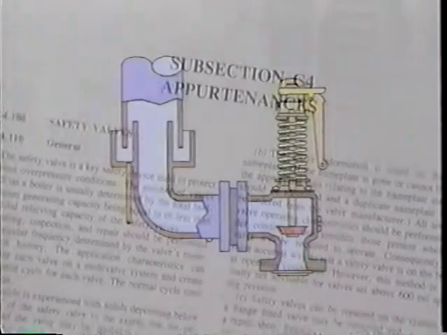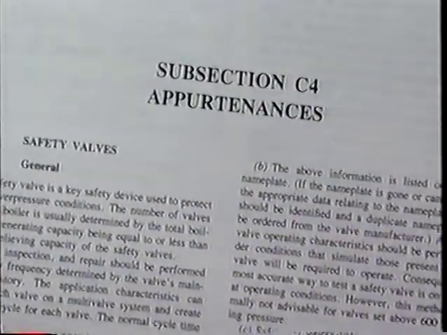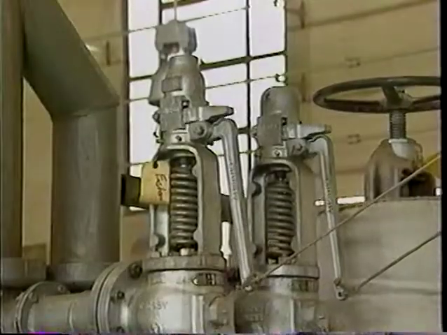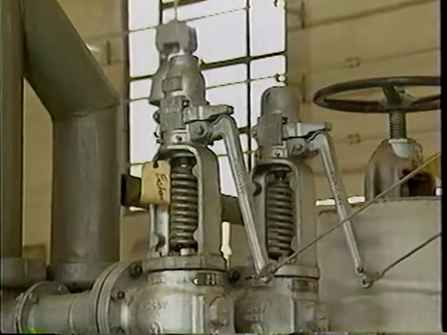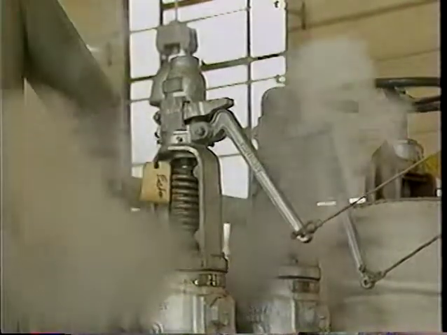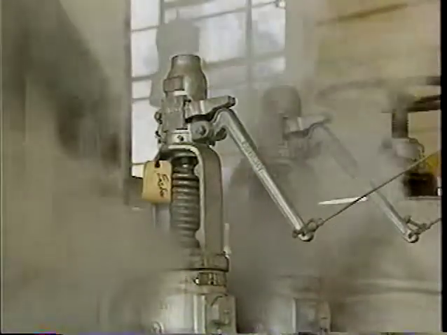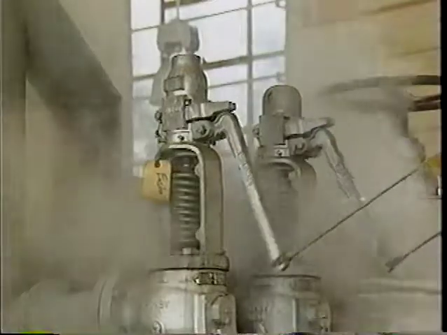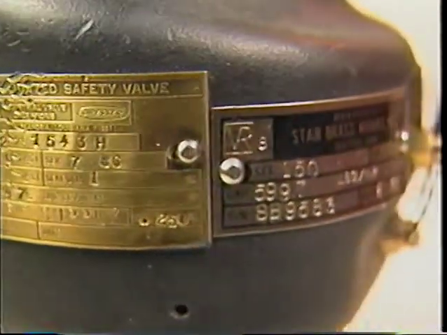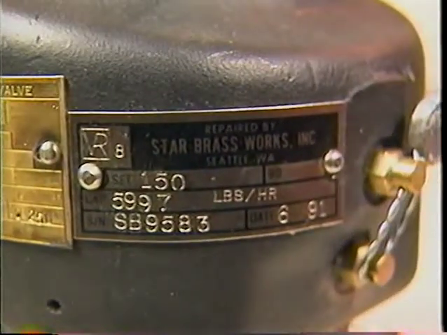The ASME code specifies the design, materials, and construction of safety valves. The number of safety valves required and the frequency and procedures for testing safety valves is also specified by the ASME code. Adjustment or repairs to safety valves must be performed by the manufacturer or an authorized representative of the manufacturer.